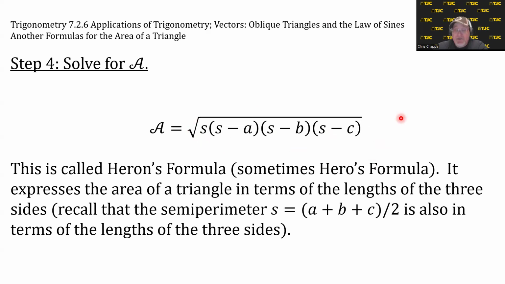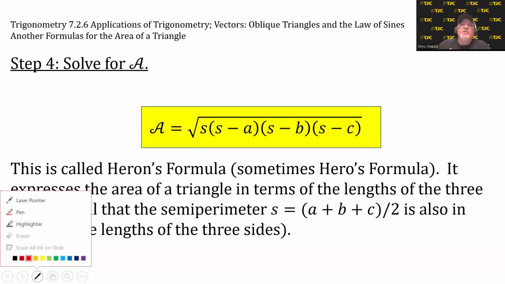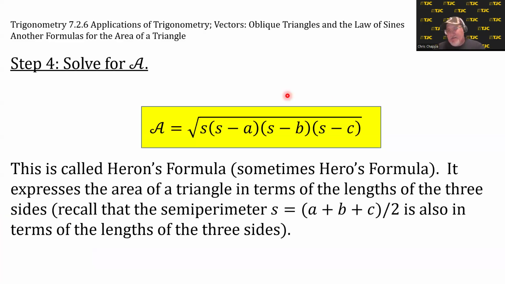This is called Heron's formula, sometimes Hero's formula. It expresses the area of a triangle in terms of the lengths of all three sides. Recall that the semi-perimeter is also in terms of the lengths of the three sides. And I'll pause the video just for a second because this formula deserves to have a highlighted box around it.